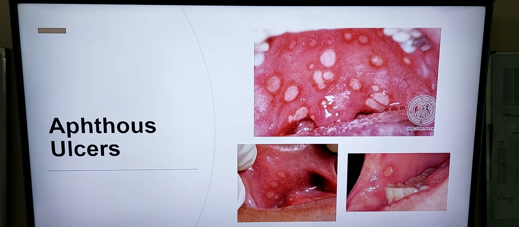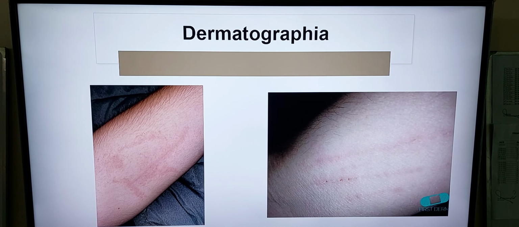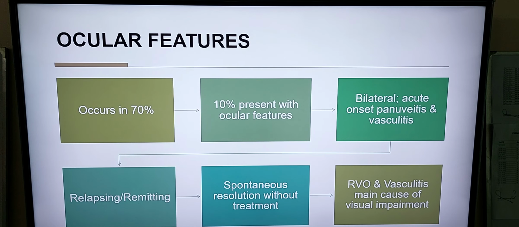This is dermatographia. You can see the hypersensitive reddish lines that are seen on both these pictures. These are pictures of forearms. You can see that there is a hypersensitive reaction as a result of stroking and scratching.